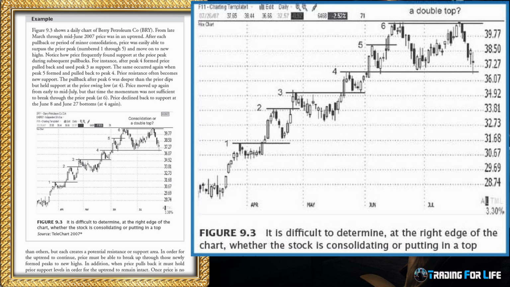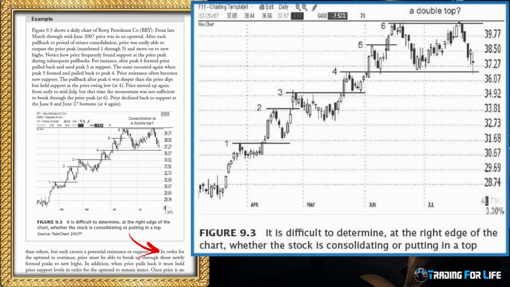The pullback after peak 6 was deeper than the prior dips, but held support at the prior swing low. At 4, price moved up again from early to mid-July, but that time, the momentum was not sufficient to break through the prior peak. At 6, price declined back to support at the June 8th and June 27th bottoms. At 4 again. In order for the uptrend to continue, price must be able to break up through those newly formed peaks to new highs.